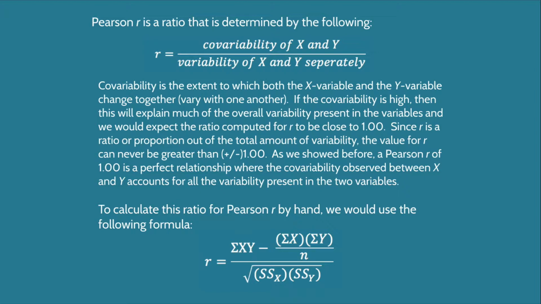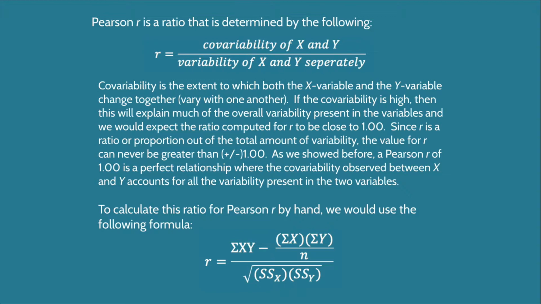Covariability is the extent to which both the x variable and the y variable change together or vary with one another. If the covariability is high, then this will explain much of the overall variability present in the variables, and we would expect the ratio computed for R to be close to 1. Since R is a ratio or proportion out of the total amount of variability, the value for R can never be greater than plus or minus 1. As we showed before, a Pearson R of 1 is a perfect relationship where the covariability observed between x and y accounts for all the variability present in the two variables.